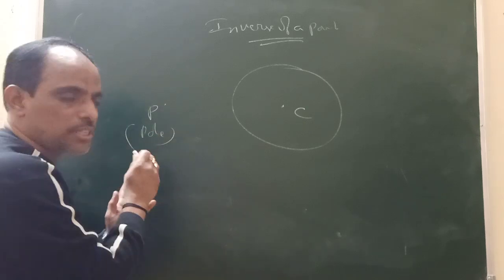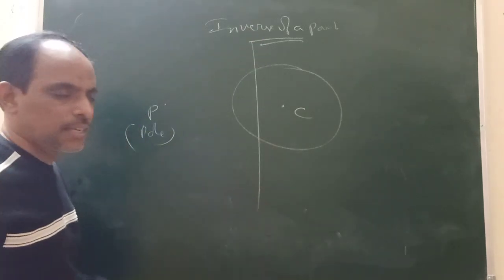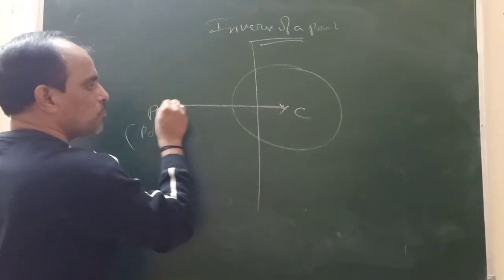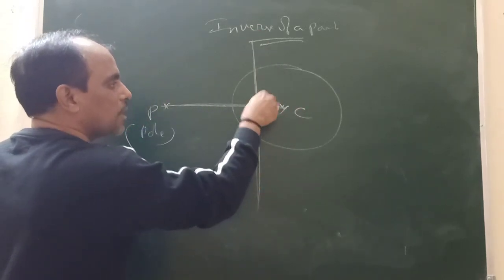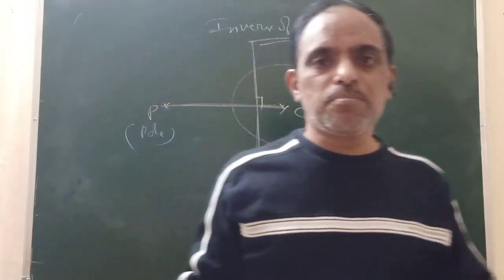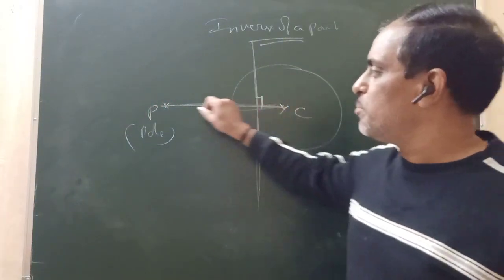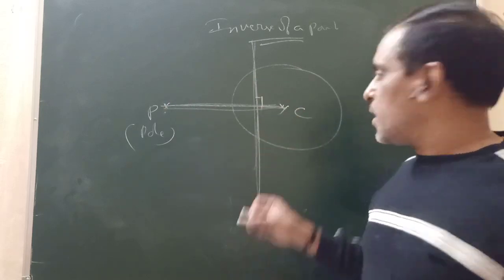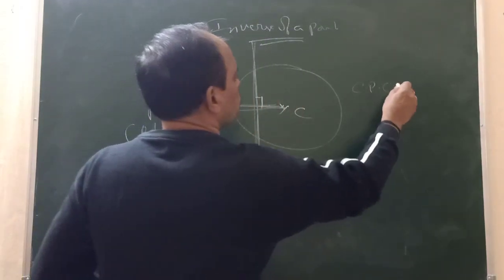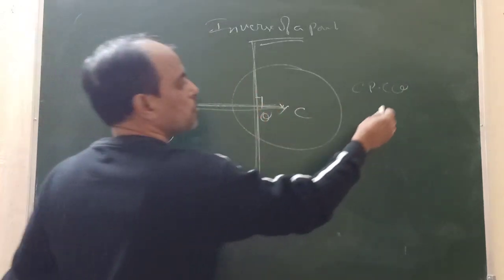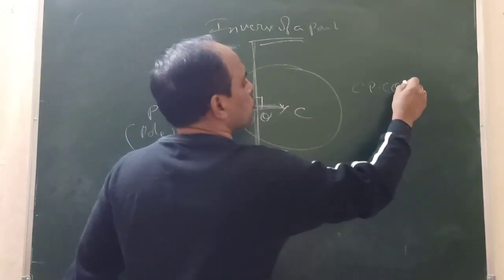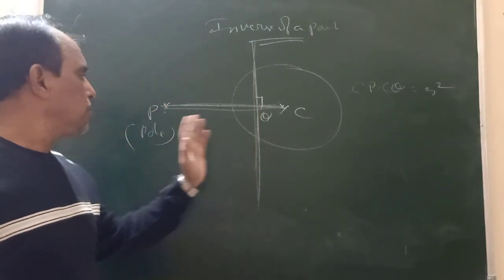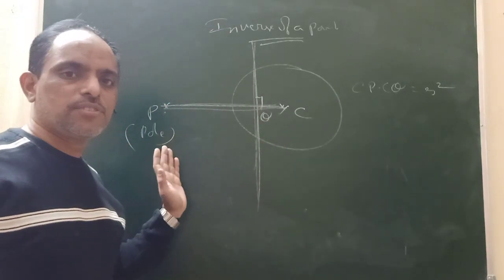So since the pole is outside of the circle, the polar will cut the circle. But suppose the line joining the center to the pole and the polar are perpendicular, that is, the line CP and the polar of this point are perpendicular, and CP into CQ. Let us suppose this is CQ, this is Q. CP into CQ is equal to R square, and P and Q are on the same side of C.